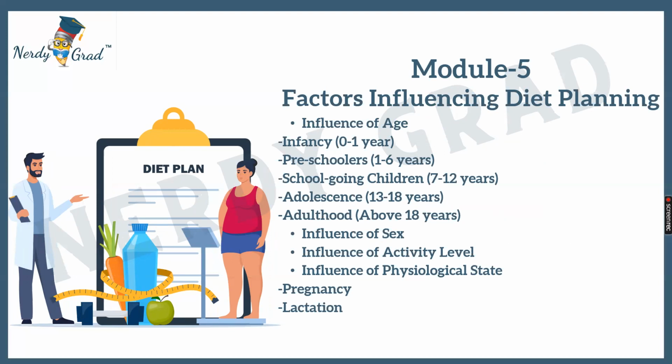Module 5 talks about the factors influencing diet planning. So first, it's the influence of age. So in this, we have subcategories, which includes infancy, that is 0 to 1 year, preschoolers 1 to 6 years old, school-going children 7 to 12 years old, adolescents 13 to 18 years, and adulthood, those above 18 years. And then we will talk about the influence of sex or gender, the influence of activity level, influence of physiological state, which includes two major ones, that is pregnancy and lactation.